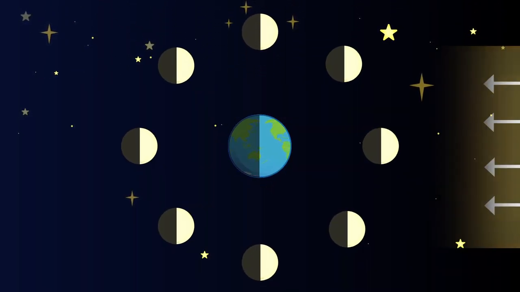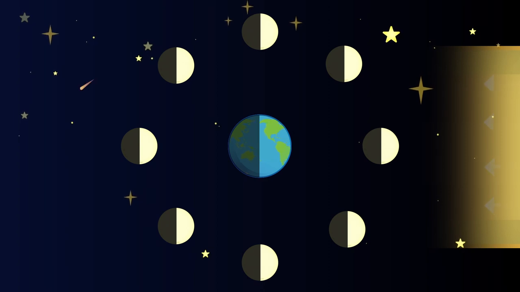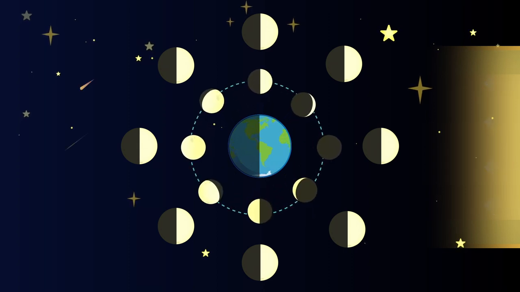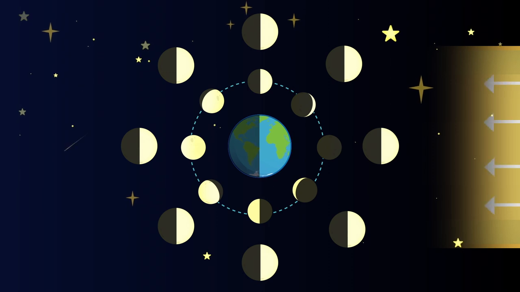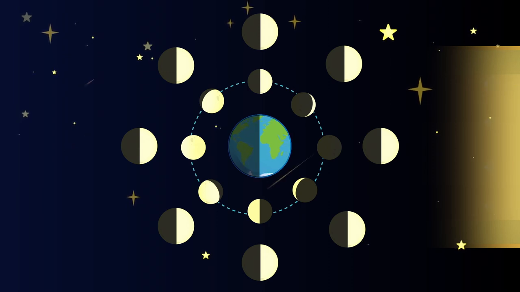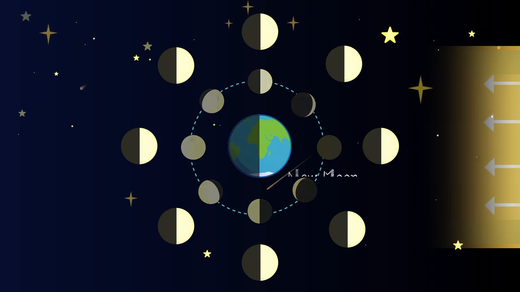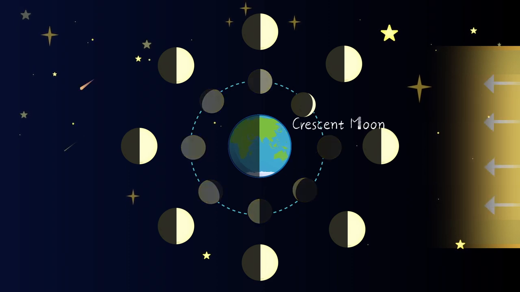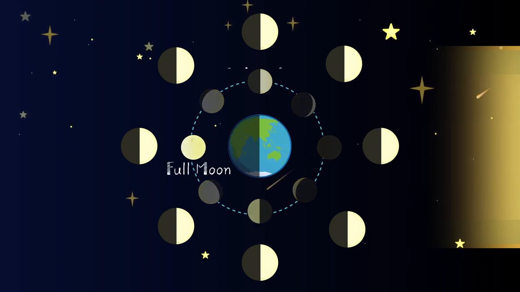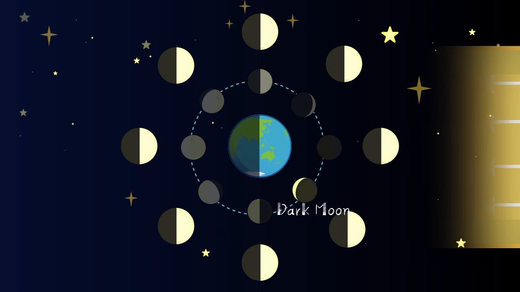When the sunlight shines from the right, the moon looks bright on the side facing the sun. When this area is so wide that the moon is fully visible, we call it a full moon. When the sun and moon are in the same direction as observed from the Earth, the moon is not illuminated. We call this phase the new moon. Lunar phases change counterclockwise with the revolution of the moon, from crescent moon, waxing moon, and full moon to waning moon, dark moon, and new moon.